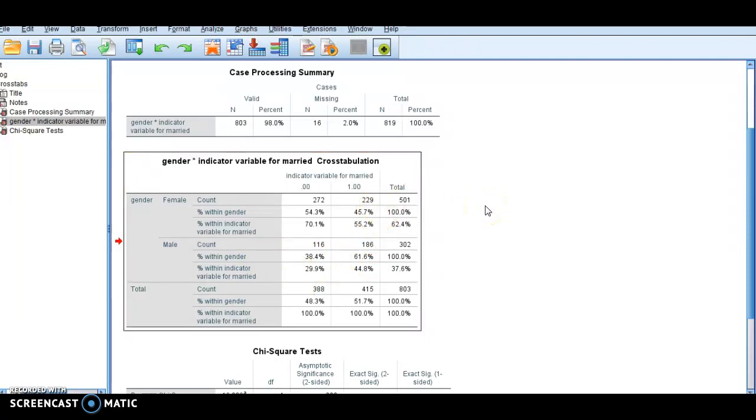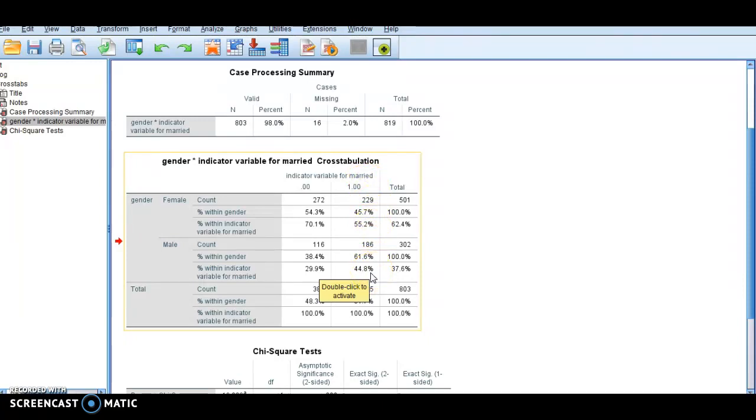We could look at it the other way. You notice that this table has the percent within gender, which would be the row percent. It also has the percent within the married column. So this is actually the column percent. For example, I could look and see, of those who were not married, 70.1% were female and 29.9% were male. So that would be the column percent. Of those who were married, 55.2% were female and 44.8% were male.